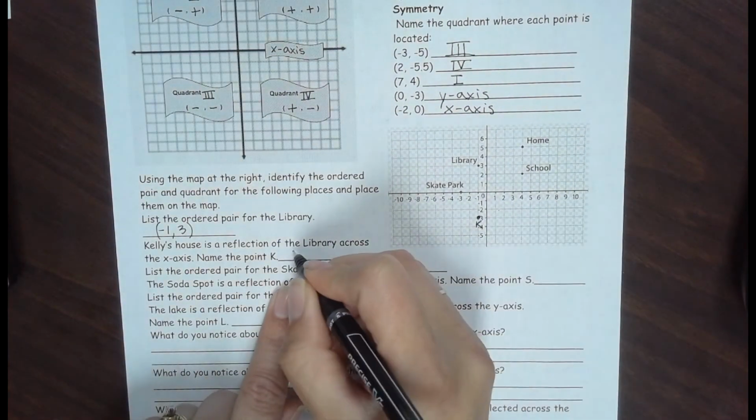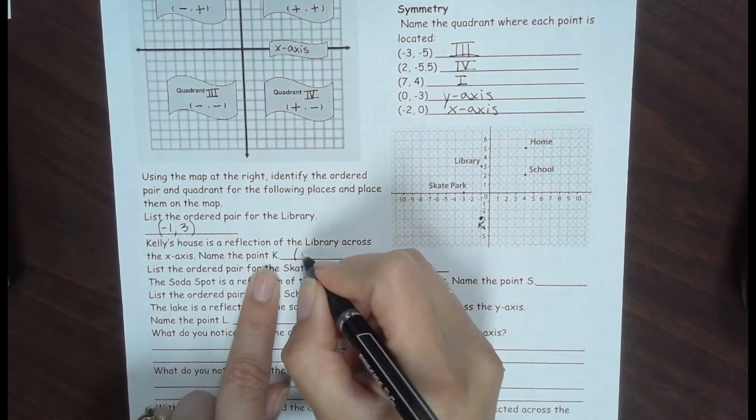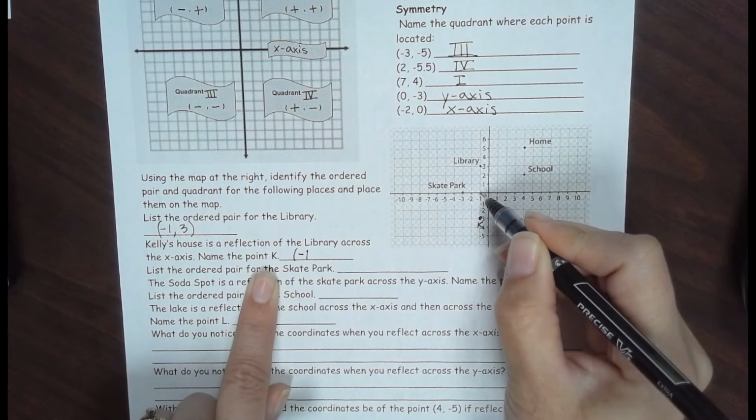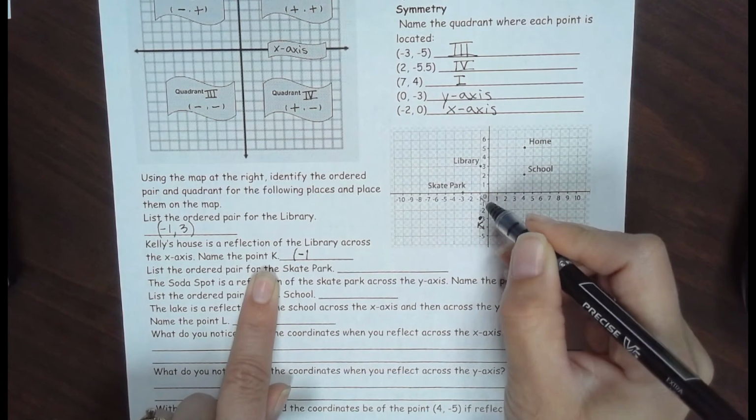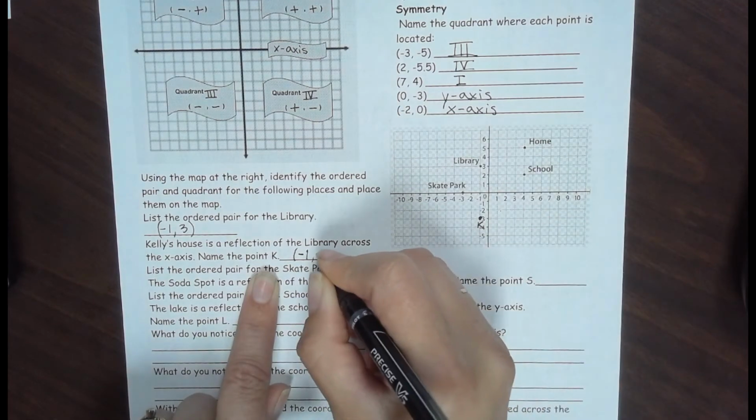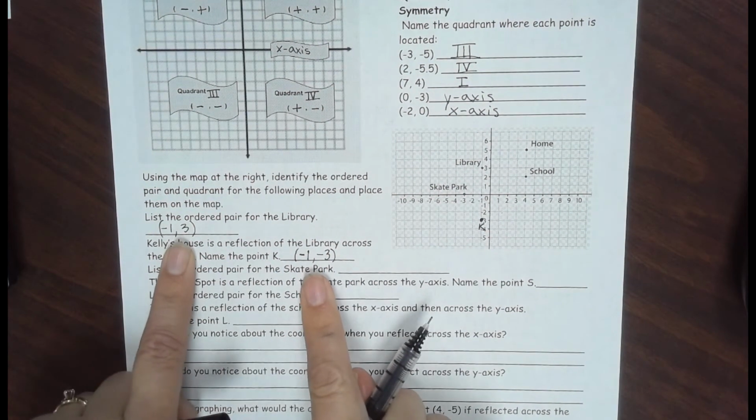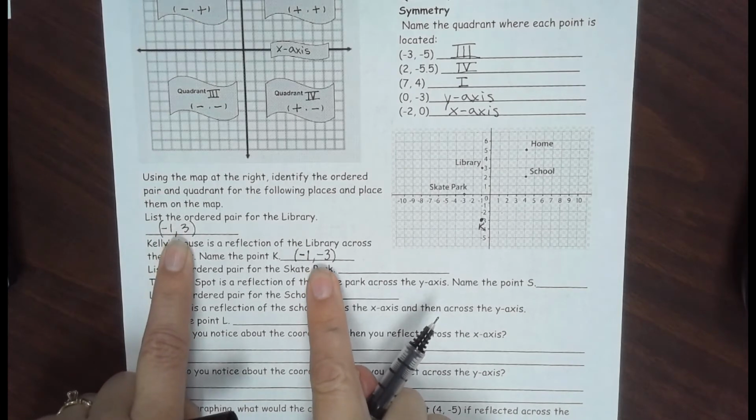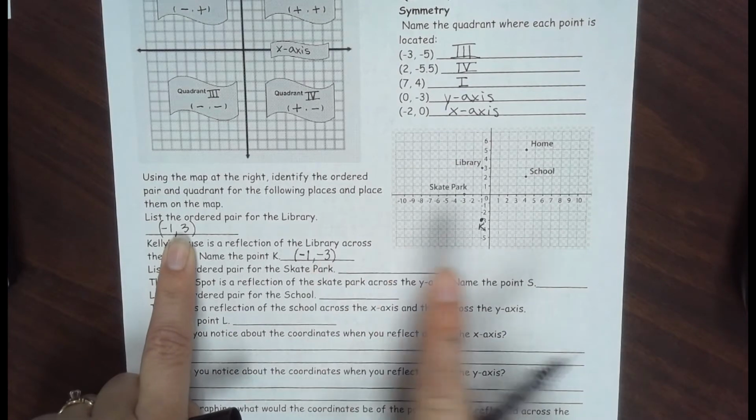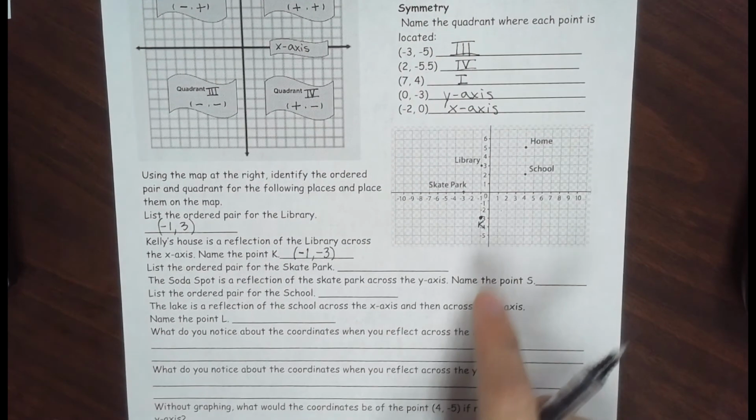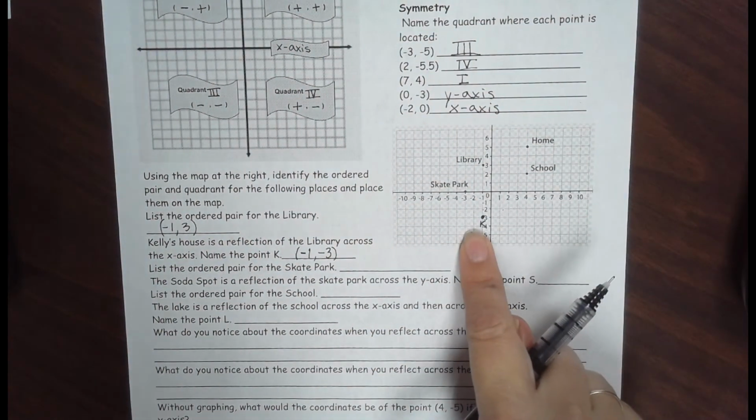What are the coordinates of it? So name the point K. That would be at -1. I still am -1 this way, but now I'm at -3. So (-1, -3). So look what happened to my points. When I jumped across the x-axis, my y value changed. That's because what's on the opposite side of the x-axis? The y changed. We went from up to down.